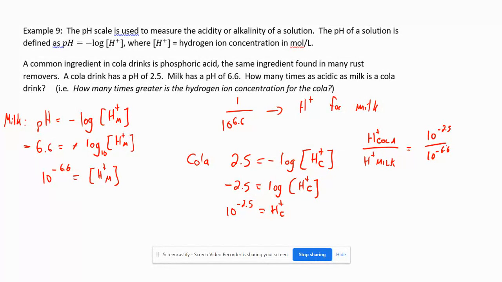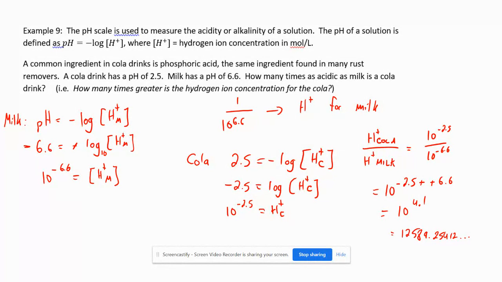I'm dividing two powers, so that means I can subtract the exponents. We have to be careful here, because we're subtracting a negative minus a negative, that means we're going to add the opposite. Negative 2.5 plus 6.6 is 10 to the 4.1. I'm just going to do that on my calculator here. It's going to be quite a big number. So in other words, cola is about 12,589 times more acidic than milk is.